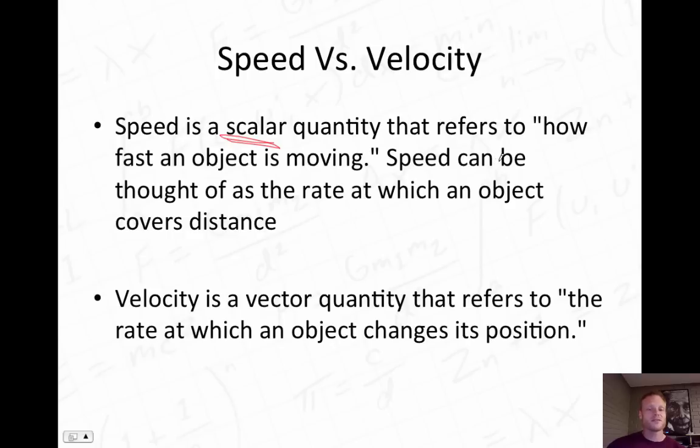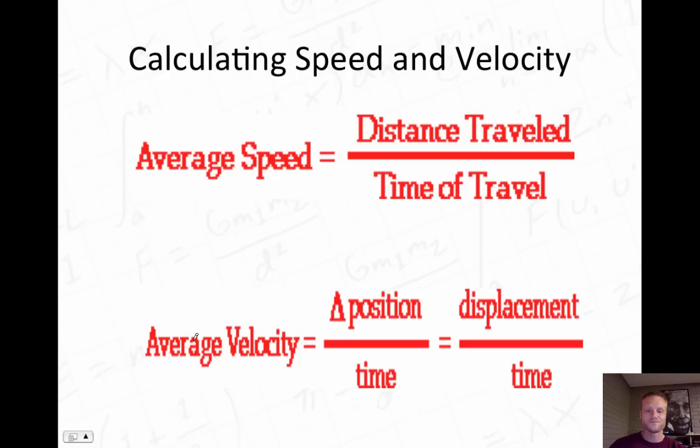Speed can be thought of as a rate at which an object covers distance. Notice we have no idea what direction that object is moving, but we just know that it's moving at some rate. Velocity, on the other hand, is a vector quantity, and that refers to the rate at which an object changes its position, so how much displacement has occurred. We're going to see those words, distance and displacement, in the formulas for both speed and velocity, and see how we use those differently.